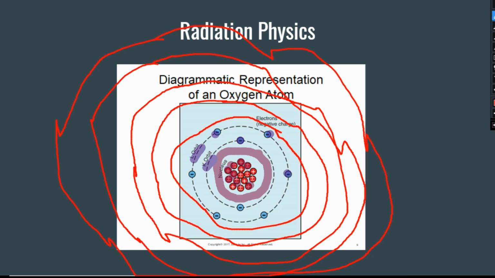The K shell is the closest, and it is going to have the highest energy level. So it is going to be bound the tightest to that nucleus.